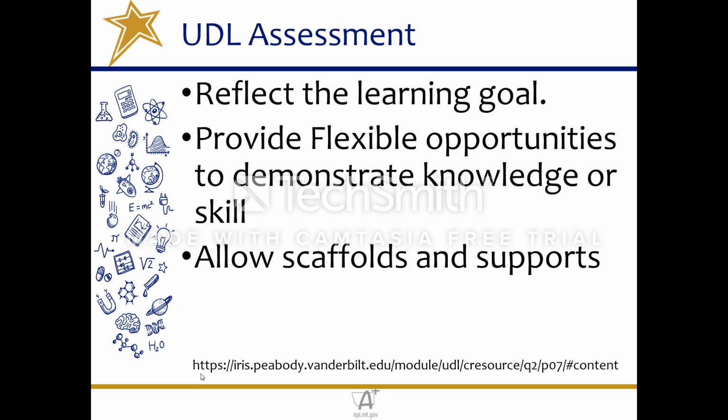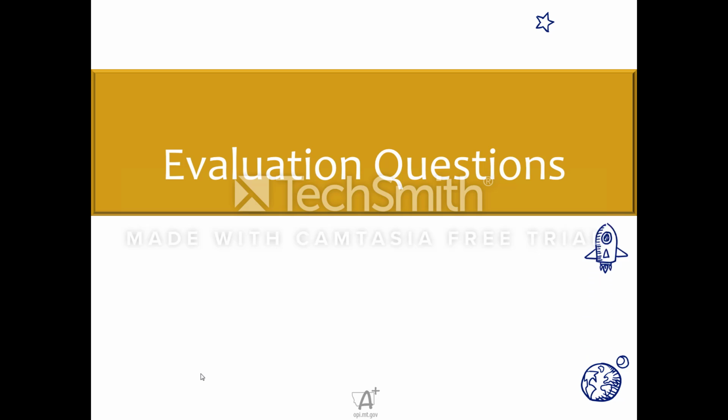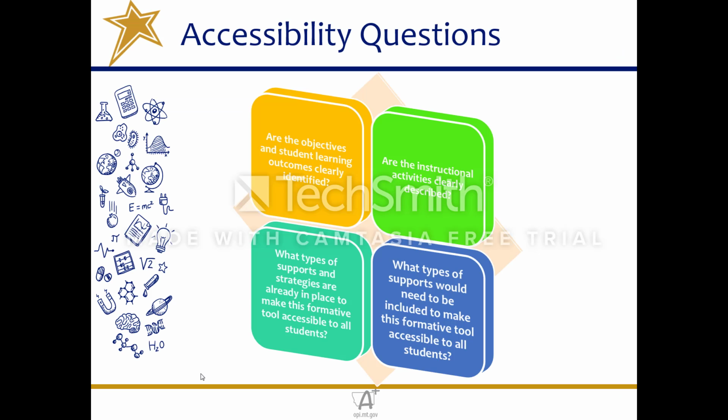When evaluating assessments, it's important to consider these characteristics of universal design for learning assessments. The next two slides include some questions to ask when evaluating formative assessments. First, are the objectives and student learning outcomes clearly identified? Are the instructional activities clearly described? What types of supports and strategies are already in place or are evident to make this formative tool accessible to all students? And finally, what types of supports come to mind that you think might be needed to make the formative tool accessible to all students?